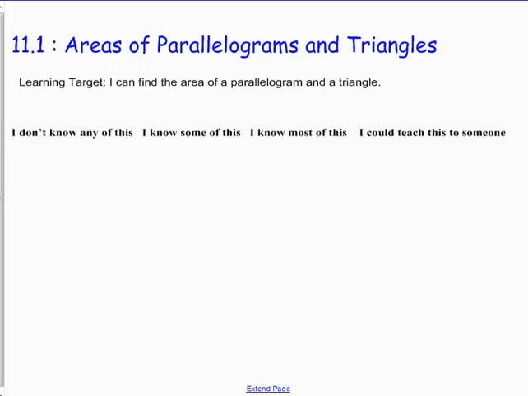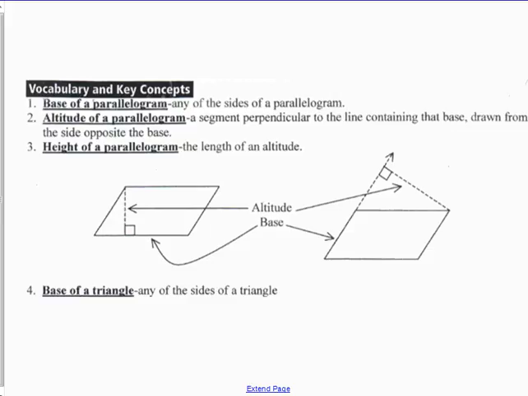Okay, so today we are working on the areas of parallelograms and triangles. This is stuff that you guys have seen before, but this is real practical use of geometry, and we'll talk about that later on. So we are looking at a few key concepts here.